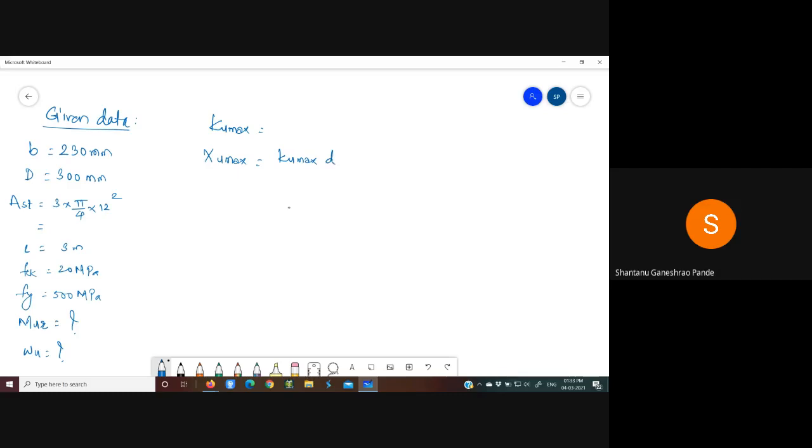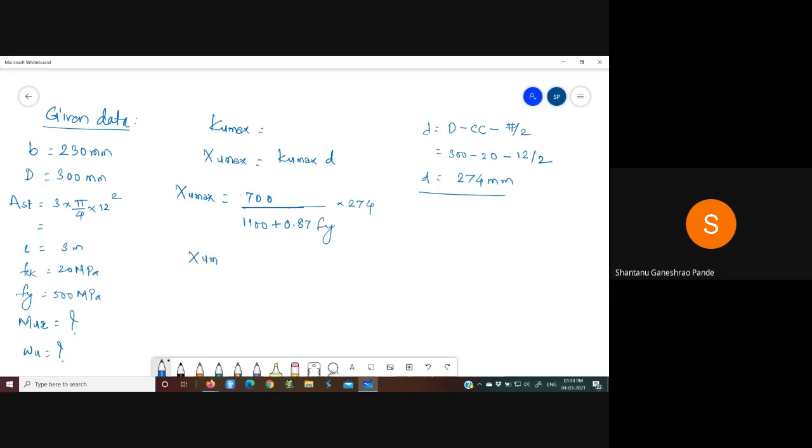To get the effective depth: effective depth will be equal to overall depth minus clear cover minus φ/2. Overall depth is 300, clear cover let's say 20 mm I am using, and 12 mm bar is there. So d is 274 mm. Using the Ku max expression, you can get the value of Xu max. So this is 700 divided by 1100 plus 0.87 fy into effective depth 274. So this will be Xu max.